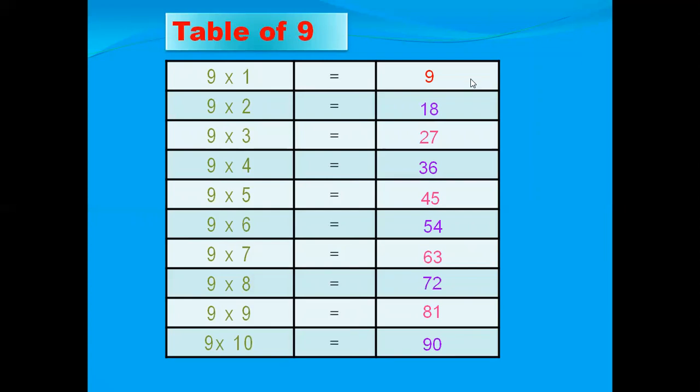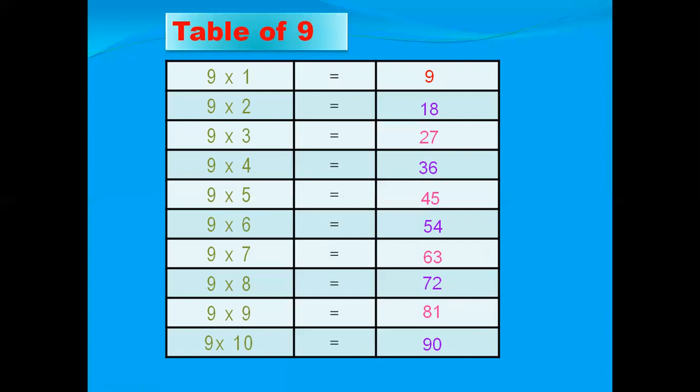Read with me. 9 twos are 18, 9 threes are 27, 9 fours are 36, 9 fives are 45, 9 sixes are 54, 9 sevens are 63, 9 eights are 72, 9 nines are 81, 9 tens are 90. Okay, boys.